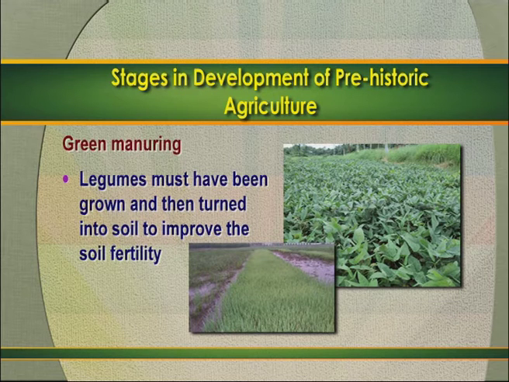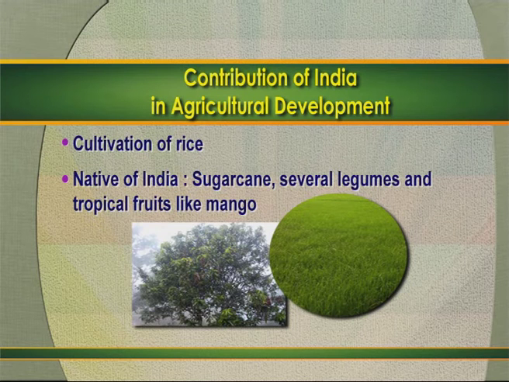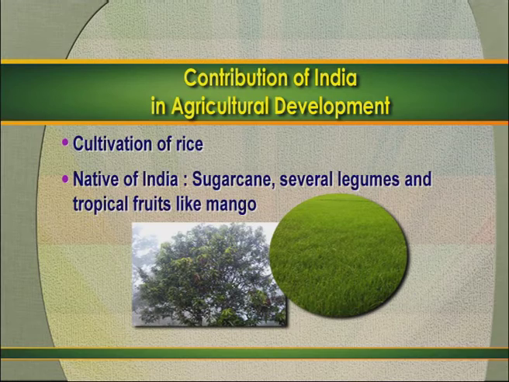Now we will move to how agriculture in India developed, and what the contribution of India in agriculture development is. The most important contribution of India is the cultivation of rice, because rice is the staple food crop in South, Southeast and East Asia. Then sugarcane, several legume crops such as pigeon pea, and tropical fruits like mango were native to India.